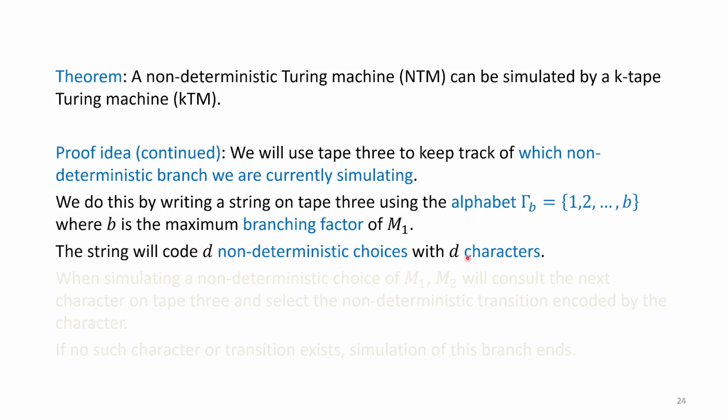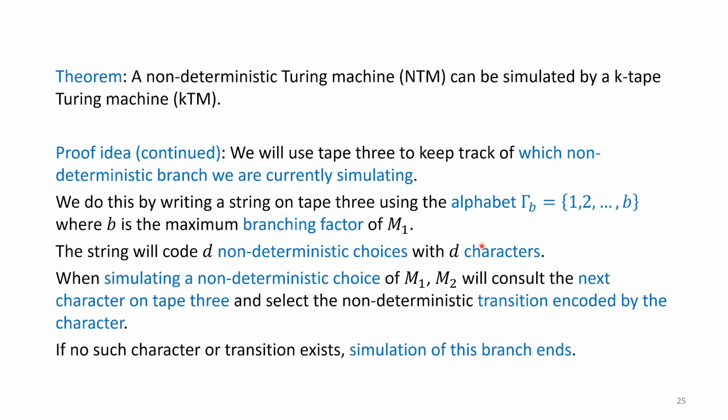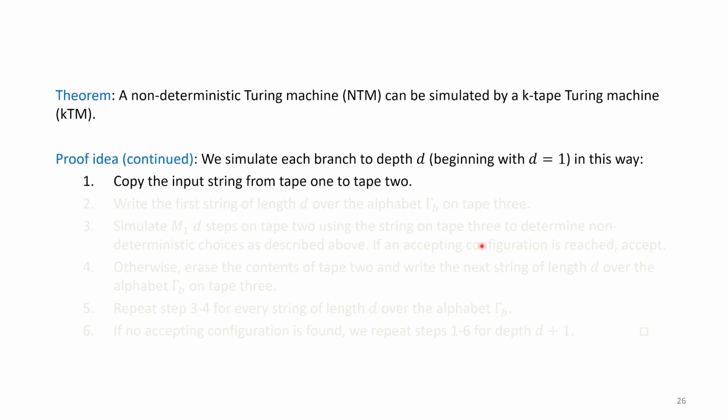So in this way, we can encode every single branch of size D, and we could do that with D characters. And that's exactly how we're going to do that. So when we simulate our non-deterministic machine M1, and we get to a point where it says, okay, now make a non-deterministic choice where we either have to go to the left or the right, branch 1 or branch 2, we go look at the characters stored on tape 3, we figure out the right branch to pick, and then we simulate that branch on tape 2. Remember, tape 2 is where we're carrying out the simulation.